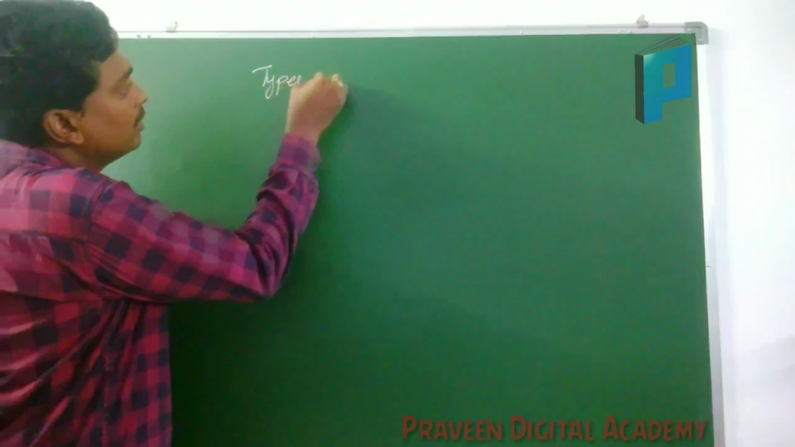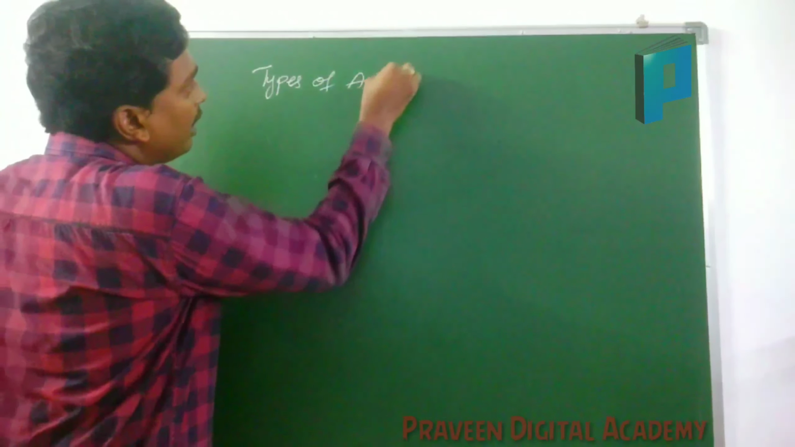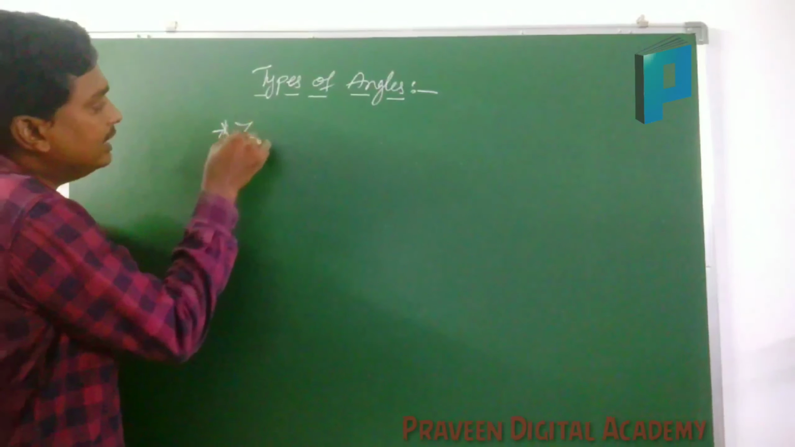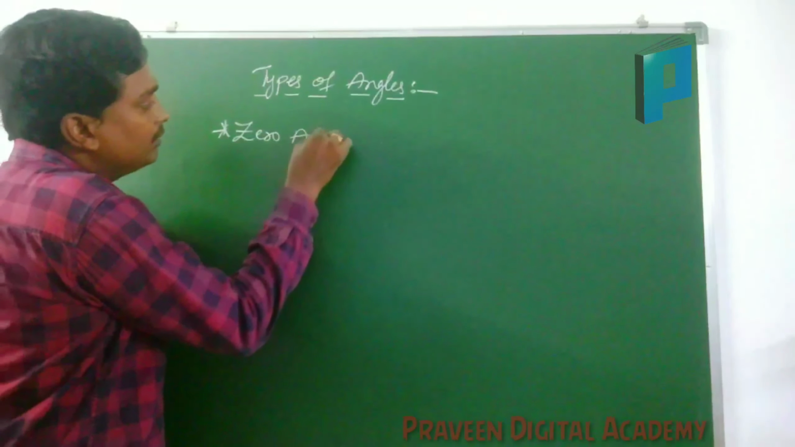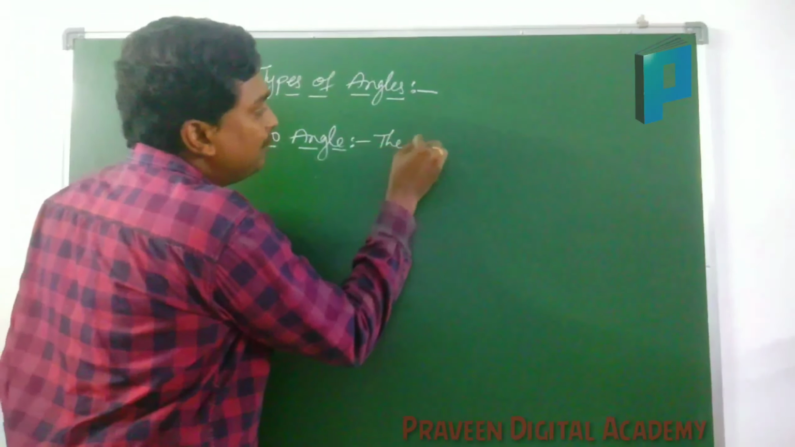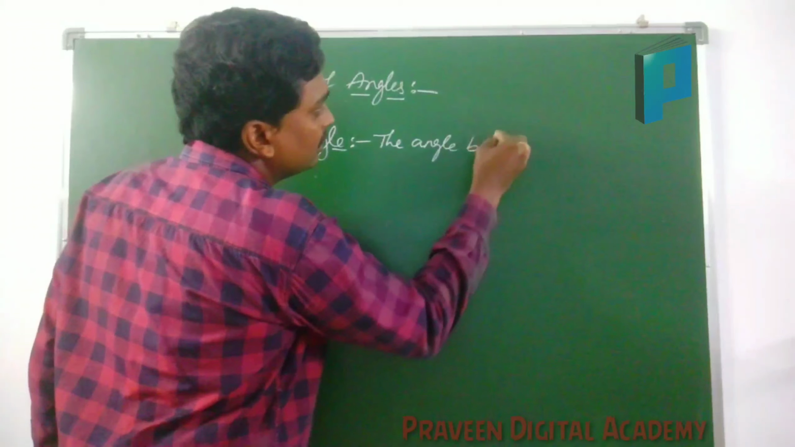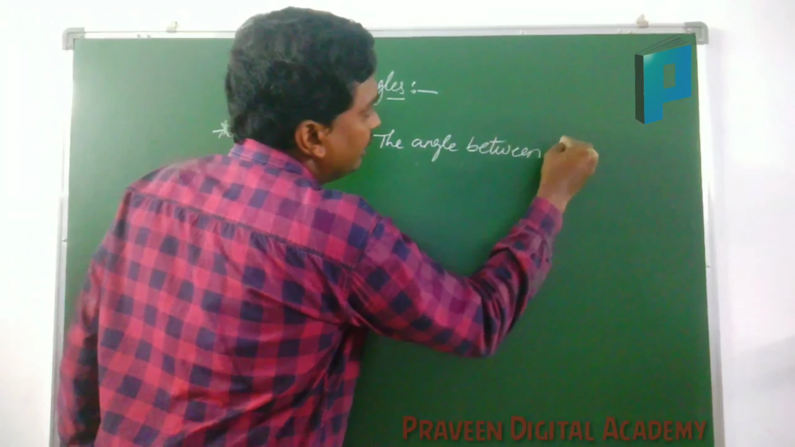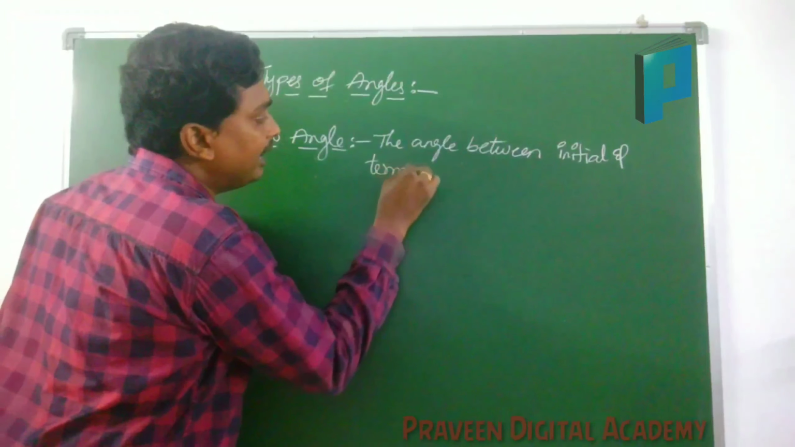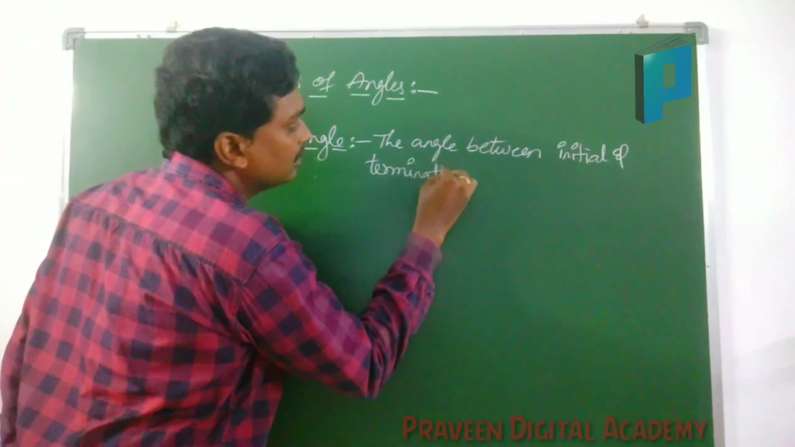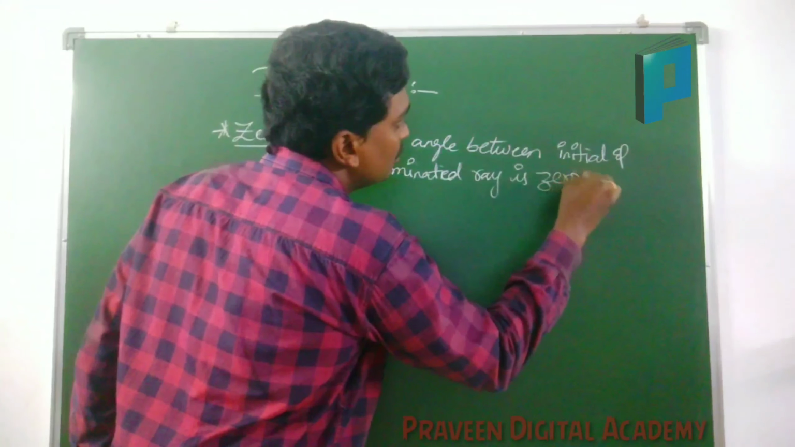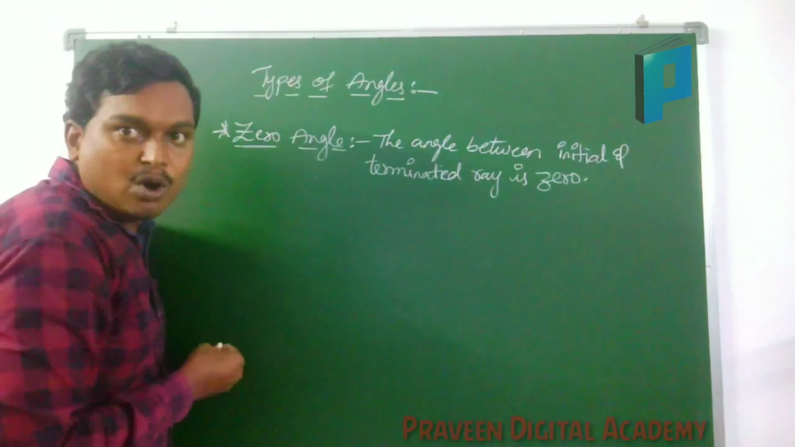Types of angles. In that, the first one is zero angle. The angle between the initial and terminated ray is zero, is called zero angle.